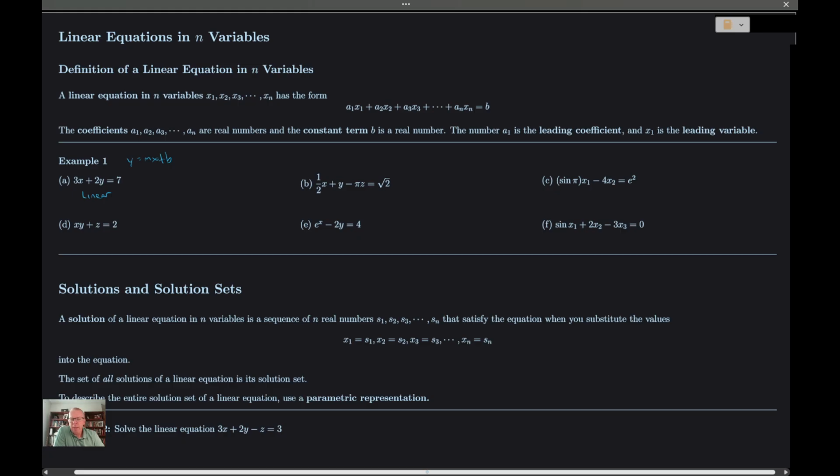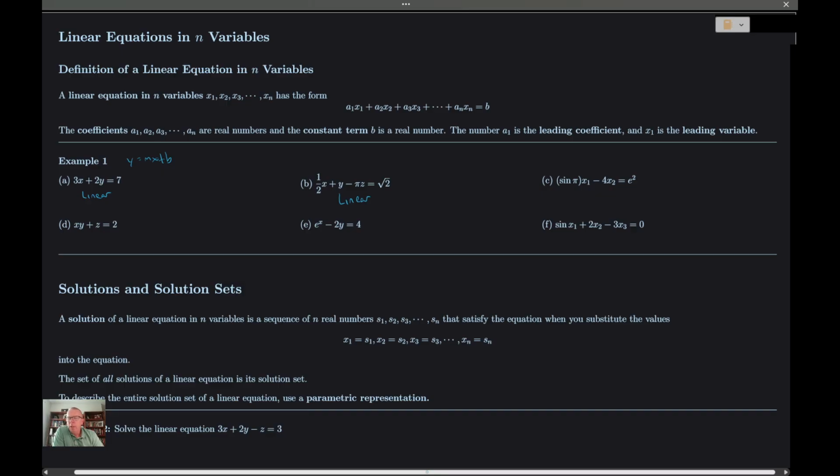What about this one? Here we have 1/2 x plus y minus pi z equals square root 2. All the coefficients are fine. These are all real numbers, even if pi and square root 2 are irrational. They're still real, so that's okay. And then the other thing, again, we have x to the first, y to the first, z to the first. And of course, in n variables, we could have as many of these as we need. In this case, we have 3 variables, but this one is also linear.